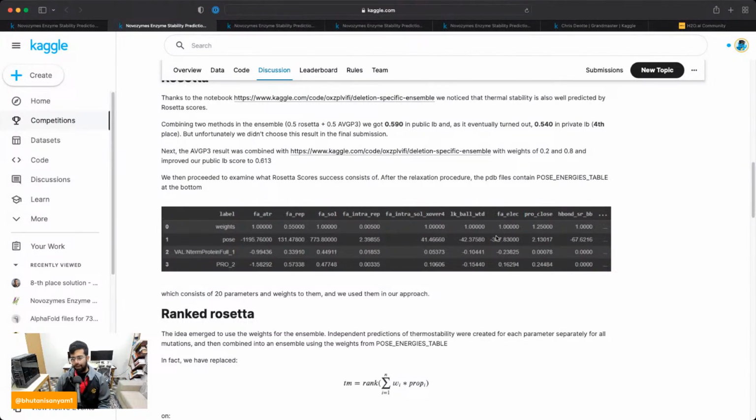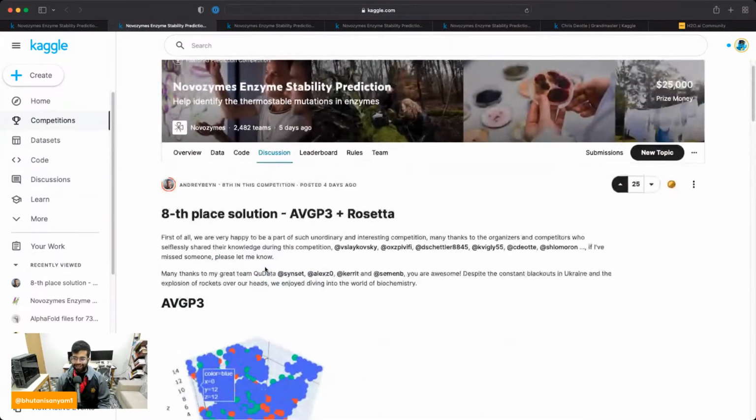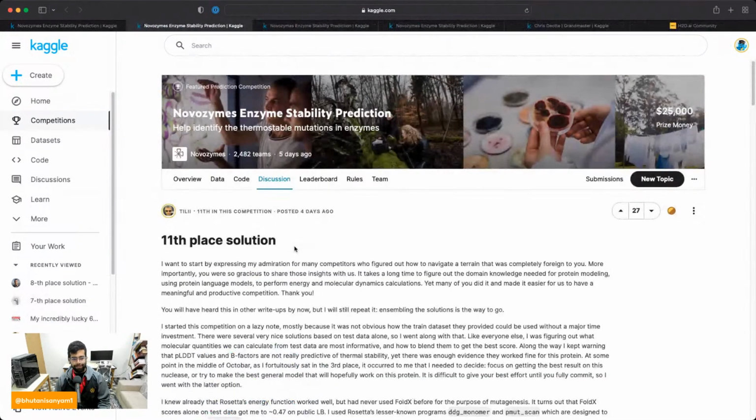Yeah, reading through it, I don't exactly know what is what. Maybe someone else watching might know better. But that's my understanding of it.